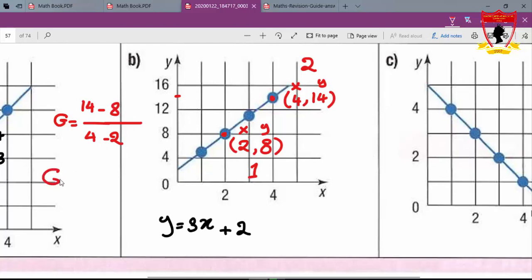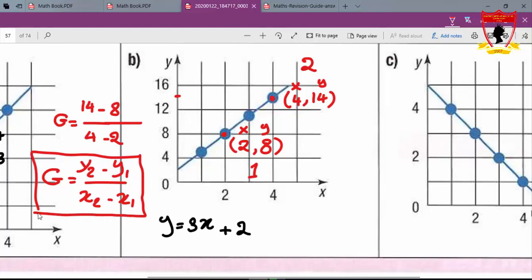What did we do here? We did y2 minus y1 as the rule, x2 minus x1 in the denominator. So this is another way to calculate gradient. This is a rule that you can depend on. You can always find the gradient using this rule when you marked 2 coordinates. But in this rule, it must be perfectly marked the coordinate of the point.